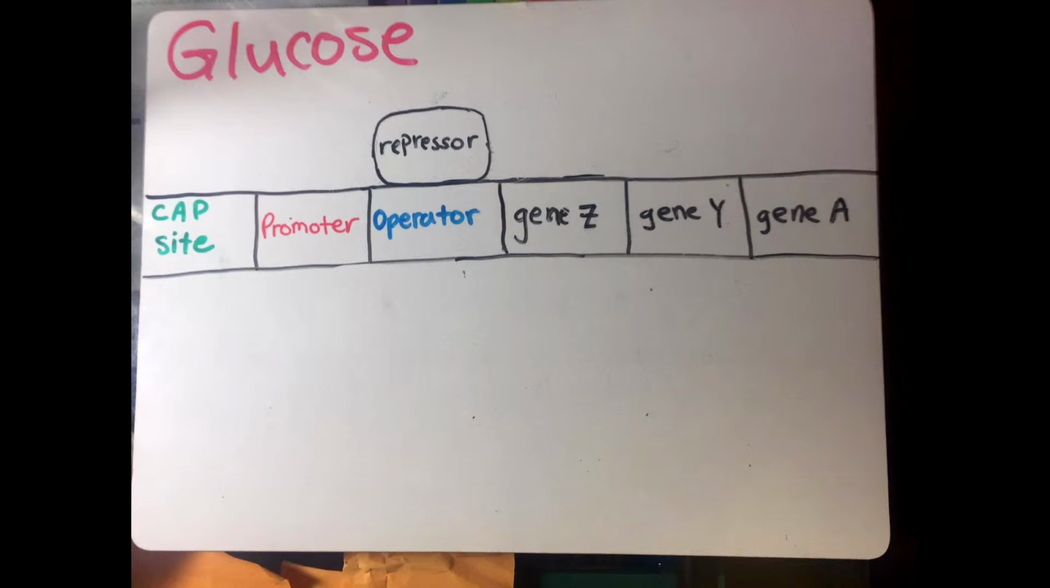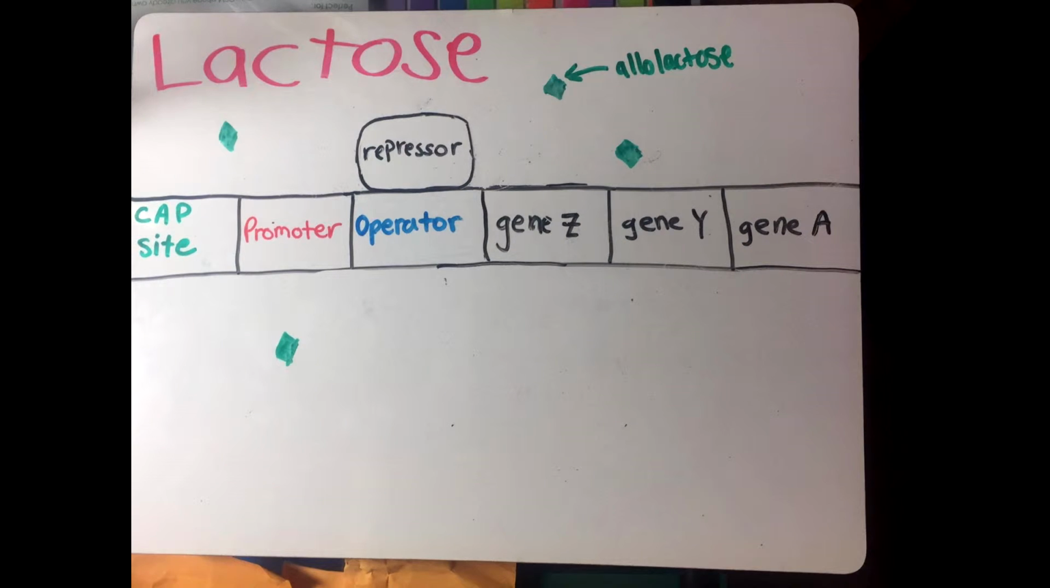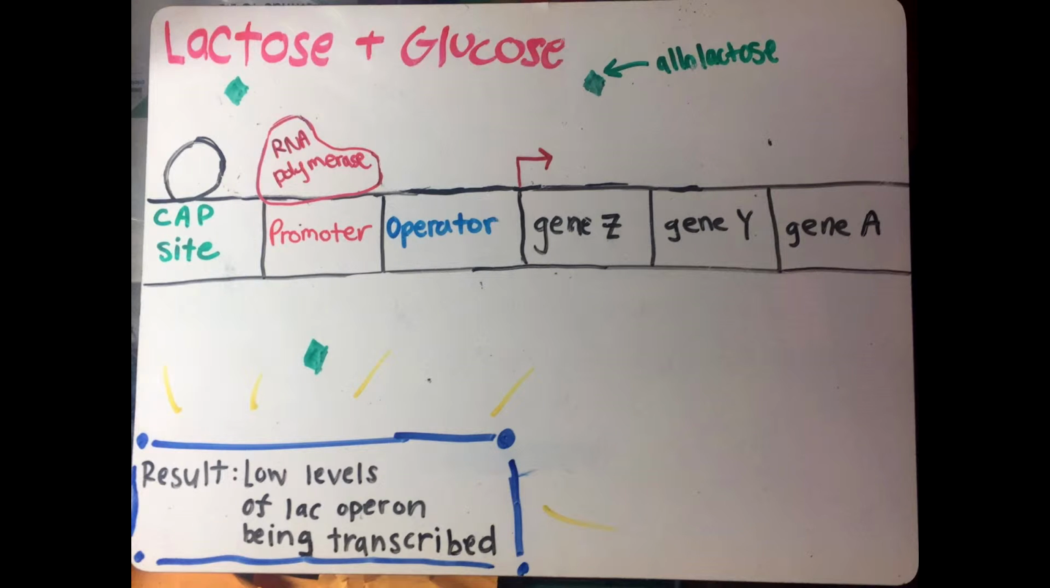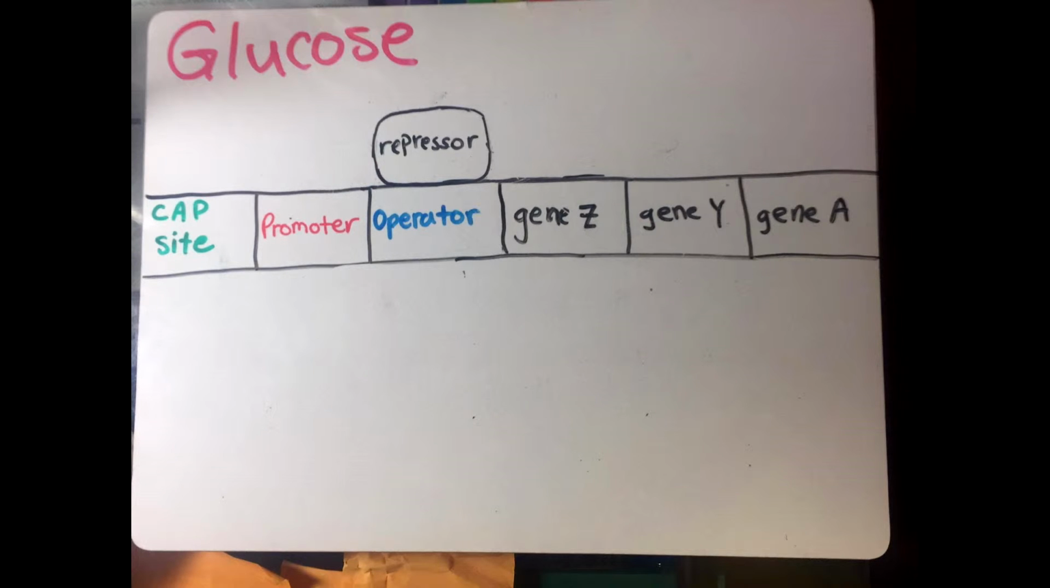Now we're going to examine the Lac Operon under 3 different conditions. The first condition is glucose only, the second condition is lactose only, and the third condition is lactose plus glucose in the environment. So first, let's look at how the Lac Operon works under a glucose condition.